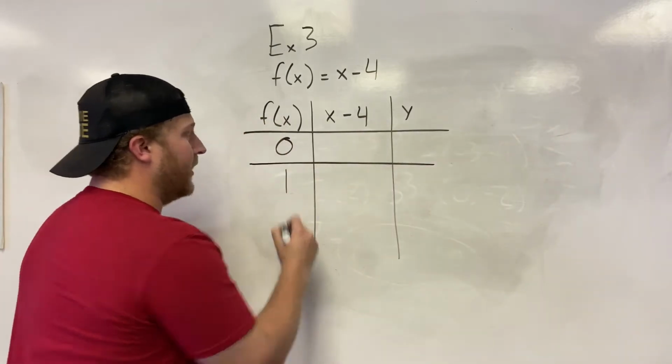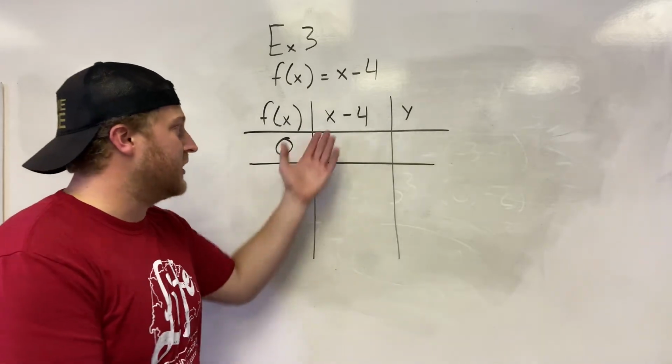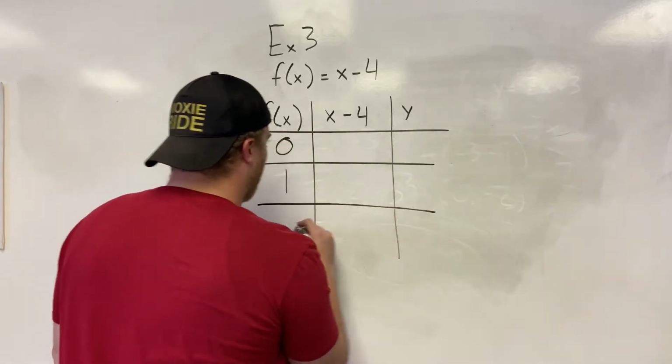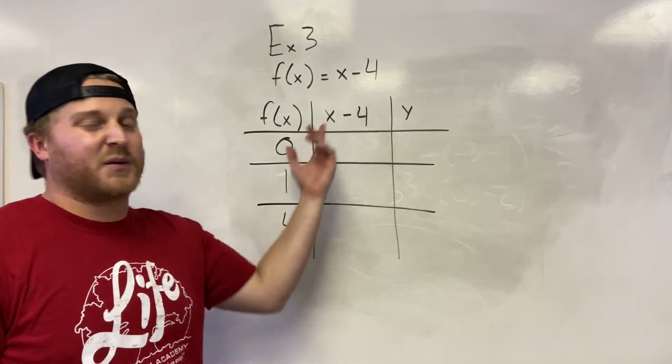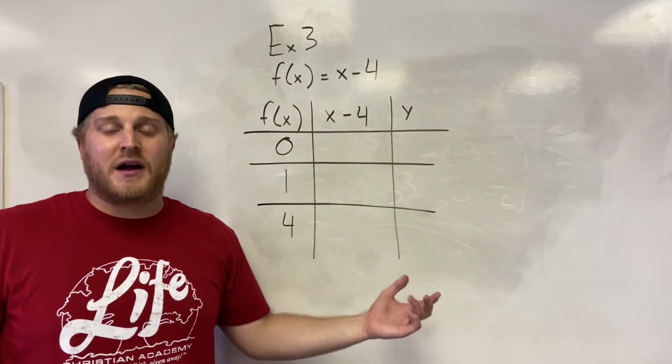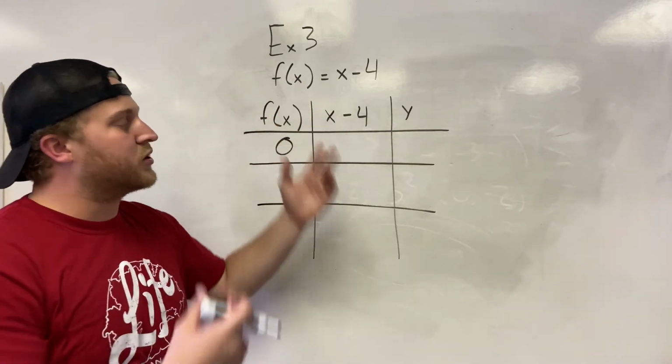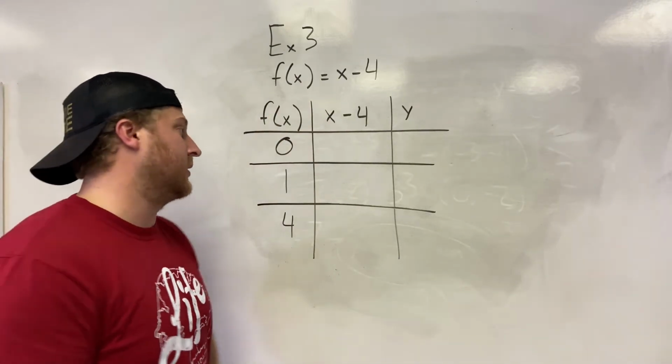I'm going to use 1 because I know that's easy multiplication and easy subtraction. And then I'm going to use 4 because I know that I'm going to be minusing. So again, I'm just trying to make my life a lot easier, so I'm not having to do any extra addition or subtraction or anything like that.